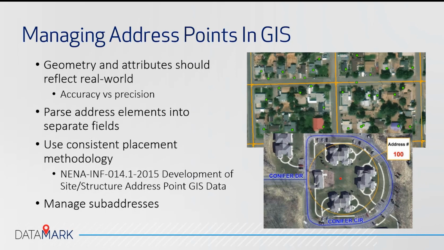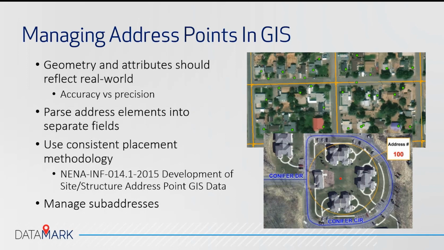Okay, address points. Same. Geometry and attributes need to reflect what's going on in the real world. Okay. Think about accuracy versus precision. This is really going to impact how we place our address points. So are we doing a parcel placement methodology or are we doing structure? For the attributes, you want to make sure that you're parsing the address elements into individual fields. Okay, so 100 North Main Street, apartment 7.